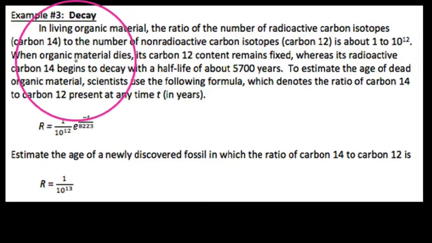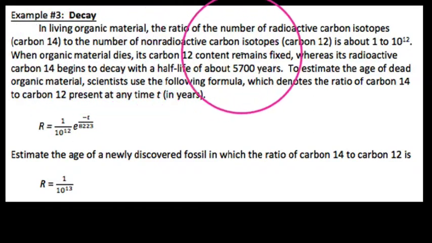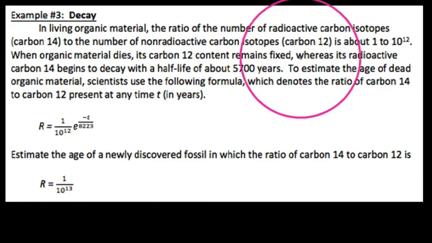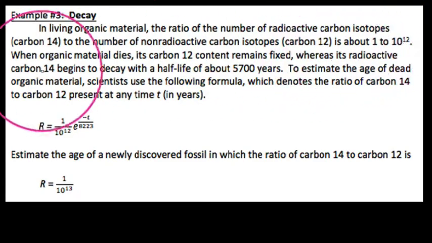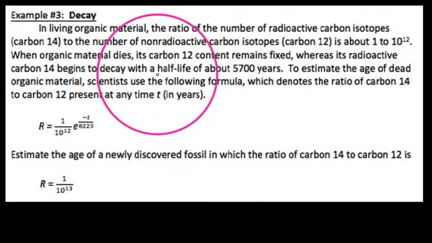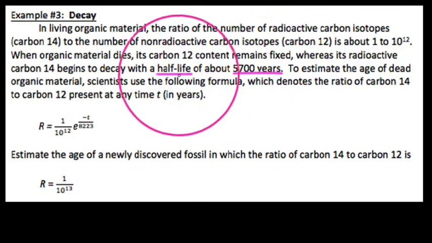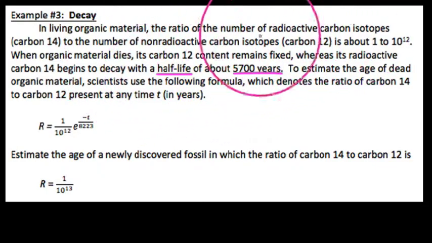The thing to notice here, or at least that we've observed, is that when organic material dies, the carbon-12 content, so this 10 to the 12th number, stays fixed, whereas the radioactive carbon-14 starts to decay, and I'm going to use a really common phrase here, with a half-life of about 5,700 years. So I'll come back to this statement, but basically what I'm telling you is this ratio right here is going to decay over time, and it has a half-life.